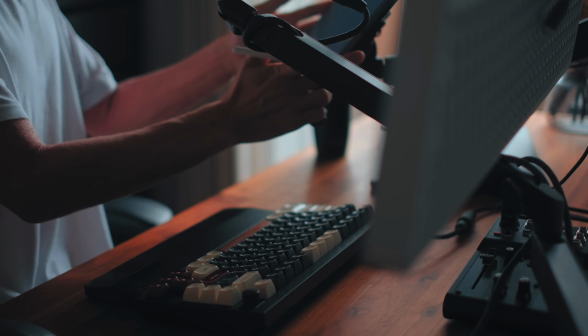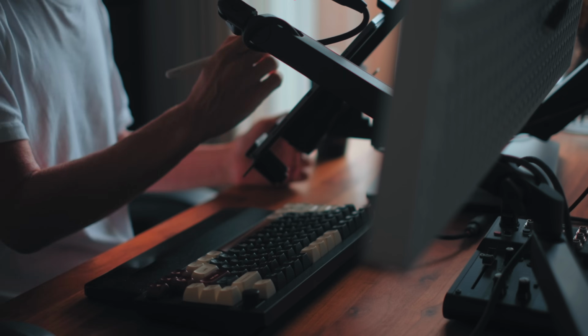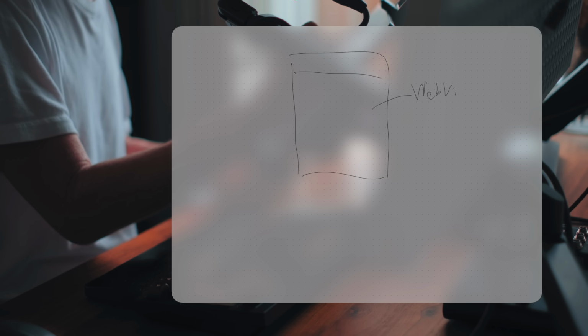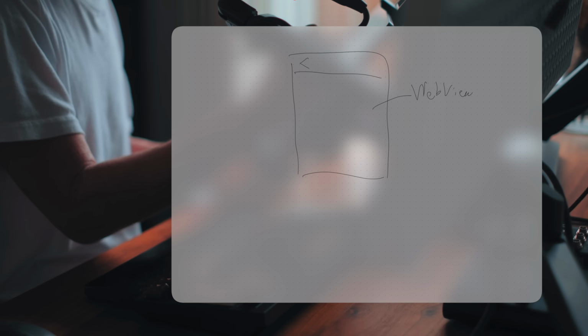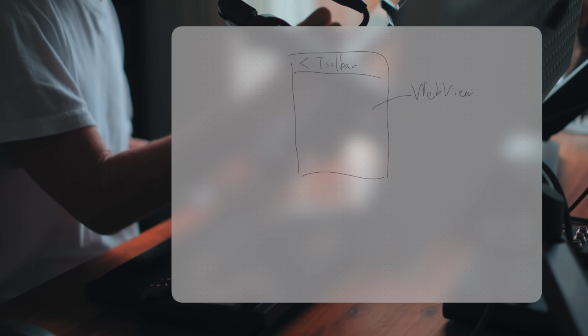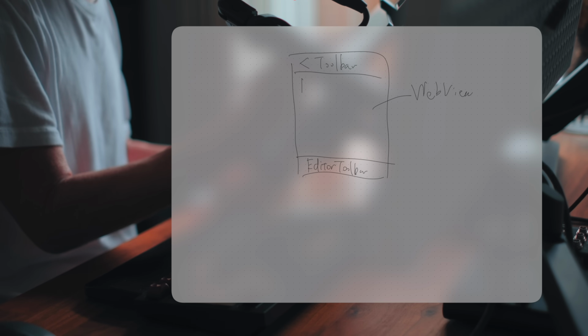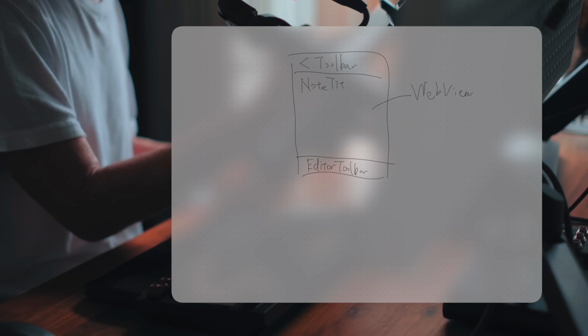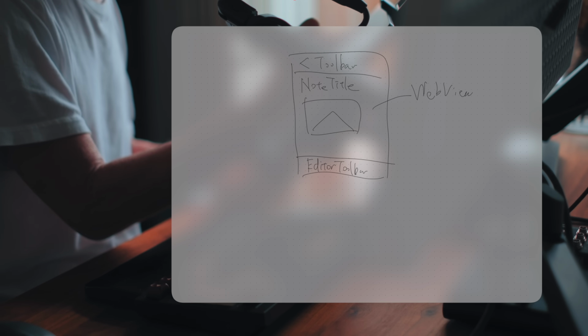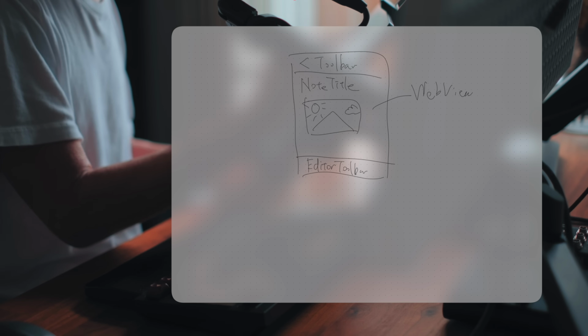So my app has a web view and toolbar, back button, and edit button, editor toolbar, things like that, and note images.